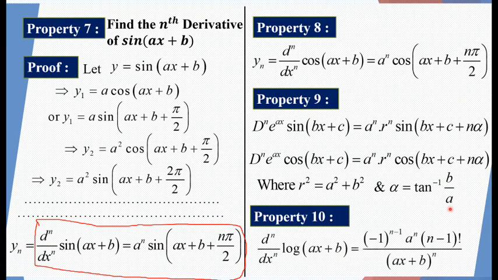And property 10, nth derivative of log(ax + b). This is equal to (-1) power n minus 1, a raised to power n, into (n minus 1) factorial upon (ax + b) power n. So these are the 10 basic properties of the successive differentiation.